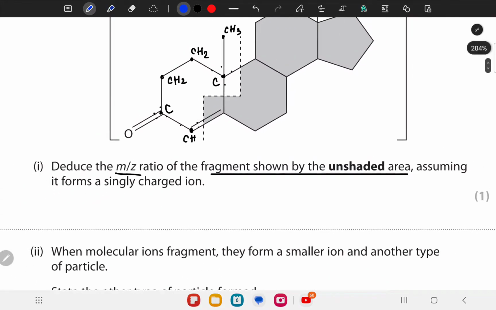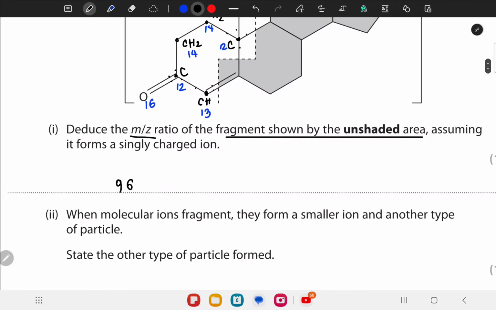If we add it up, we get 13 for this, 12 for this, 16 for this, 14 for this, 14 for this, 12 for this, and 15 for this. If we add that all up, 13 plus 12 plus 16 plus 14 plus 12 plus 12 plus 15. Adding this all up, we get 96.